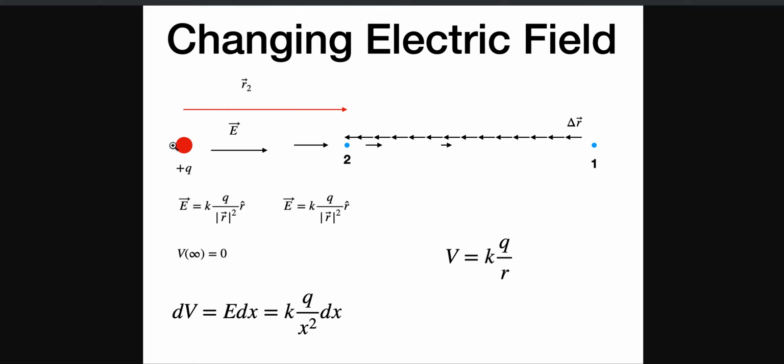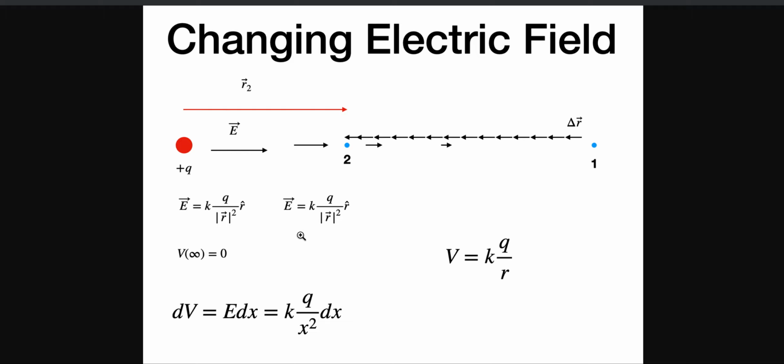But what about a point charge? Here's a point charge. Suppose I start right here at position 1 and I'm moving this way. If that's the case, there's a problem in that as I get closer and closer to this charge, the electric field gets larger and larger. So it is not a constant electric field. And in fact, this is the expression for the electric field due to a point charge. It decreases with r squared. So if I'm moving closer, it's going to increase. So how do we do this?